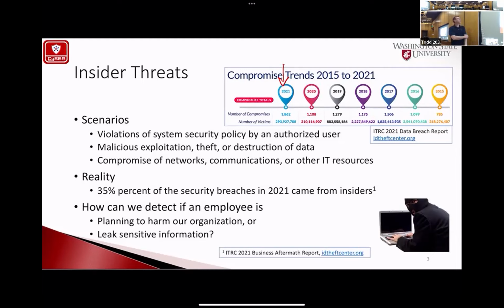So, one interesting statistic. This is from the ITRC, the IDTheftCenter.org, and one of their reports cites that of the security breaches last year, 35% of them were insiders. And so, it's one thing to harden your enterprise to outside attacks, but you're always going to be faced with the insiders, again, either making mistakes or maliciously doing bad things.